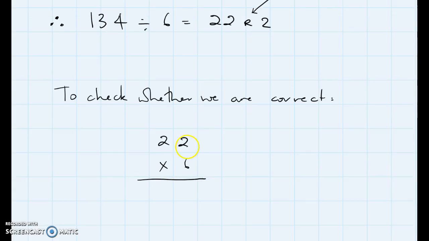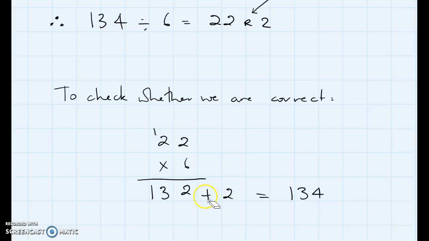2 times 6 is 12. Put down the 2, carry the 1. 6 times 2 is 12, plus 1 is 132. So they got 22. And then we said remainder 2, plus 2 equals 134. So which is right. Okay, so we are correct.